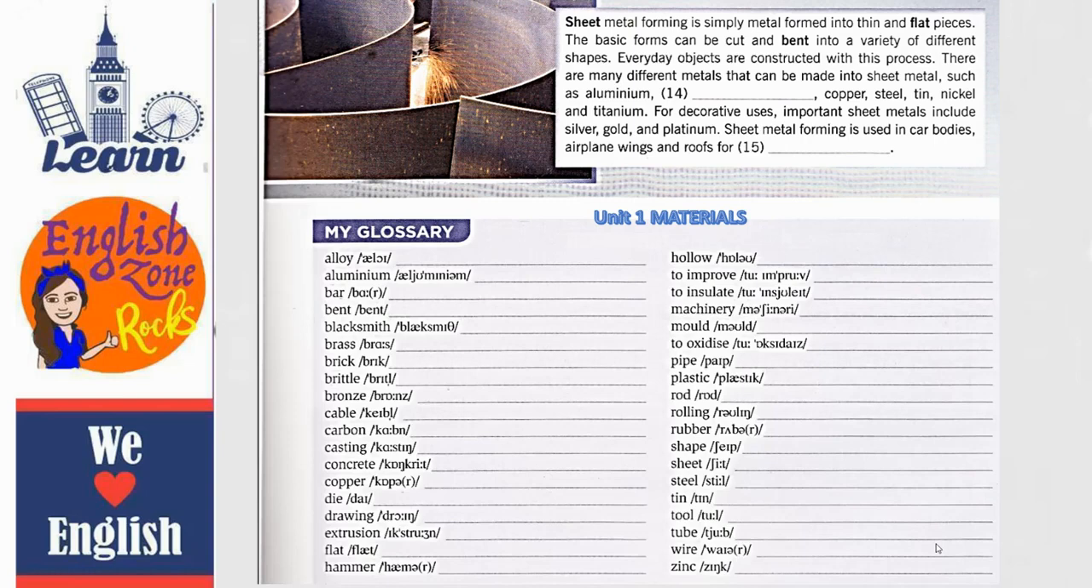Okay, so this is the end of this unit, but we have a glossary plus the pronunciation of each word. So we have alloy. Have a look at the symbols here.